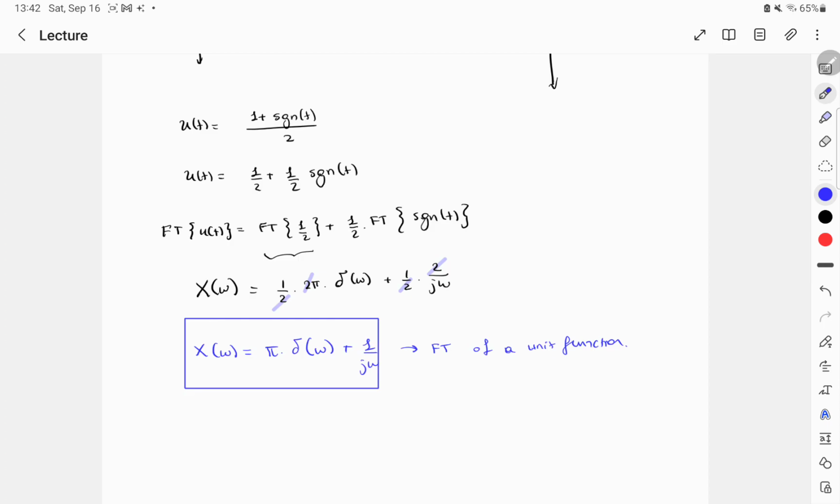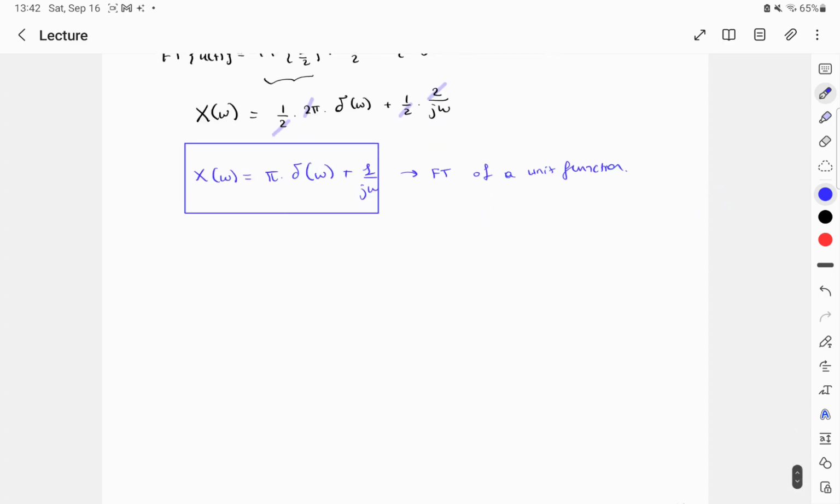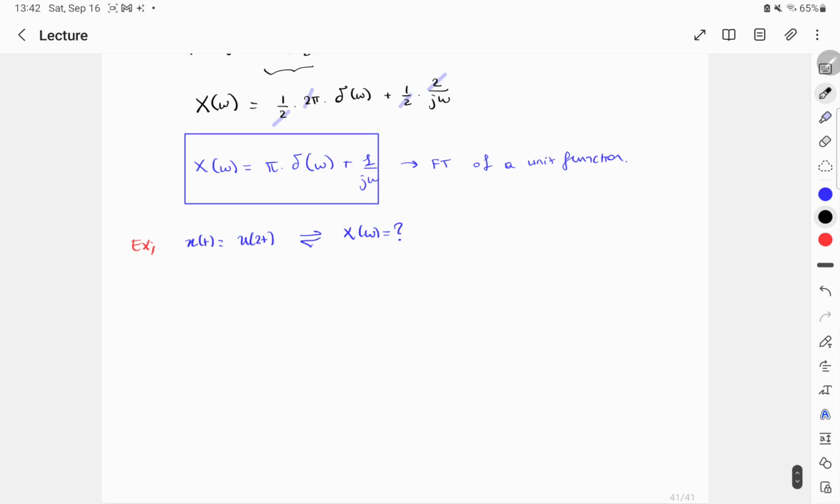Now let's move on to the next example. Sorry, I said formula, but I meant example. And here we are given a signal, x(t) equals u(2t), and then we are asked for its Fourier transform. So how do we compute this?